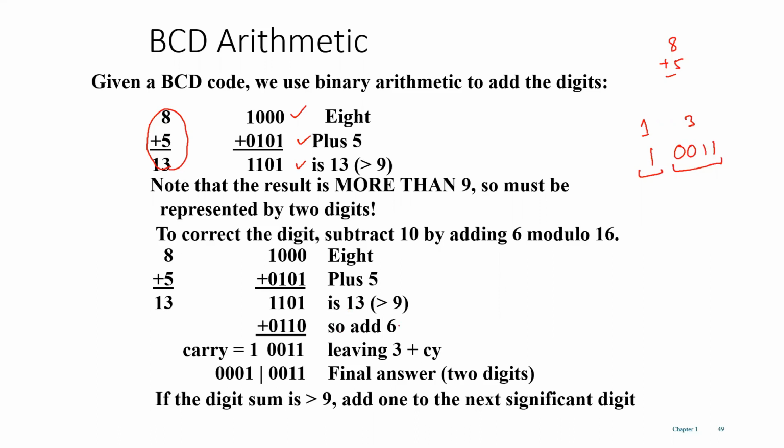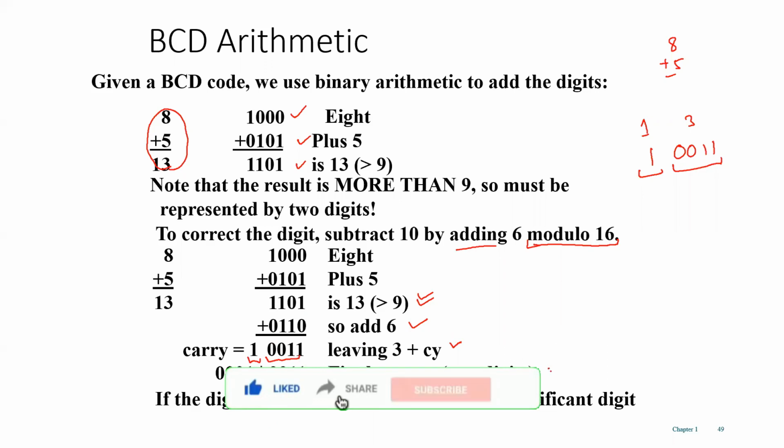You are supposed to add 6 so that it becomes modulo 16. Here 8 plus 5 is 13, then you add 6 to this. If the sum is greater than 9, you add 6. When you add 6 to this, you get 1, 1, 0, 0 and 1. So now this is 1, this is 3, leaving 3 plus carry. So the final answer is 2 digits.